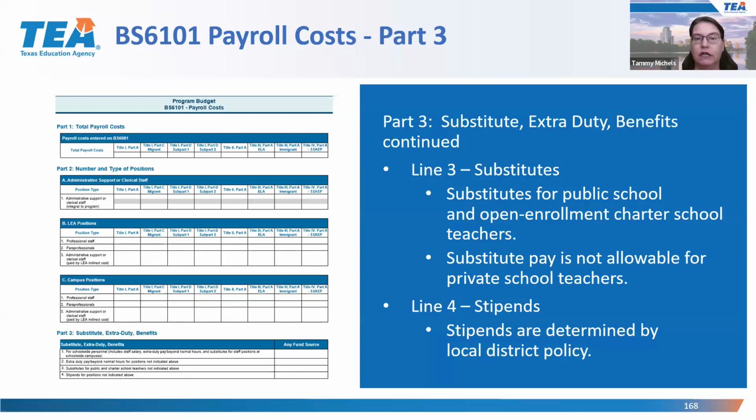And then our final section in here is line 4 for stipends. You'll want to check this box to indicate that some or all of the funds budgeted in payroll will be used as stipends. And again, this is determined by local policy. And then the final step in payroll cost is to check the confirmation of payroll requirements box at the very bottom of the page. And this confirms compliance and assurances that positions are in alignment with the grant program.